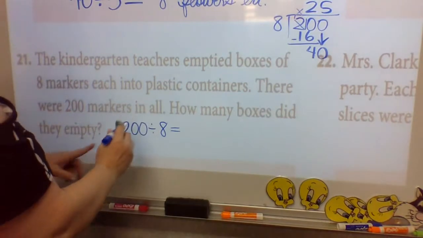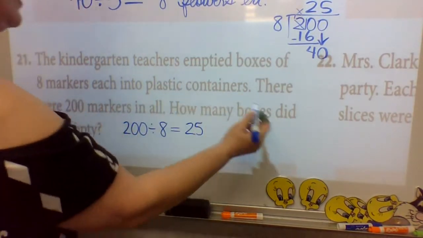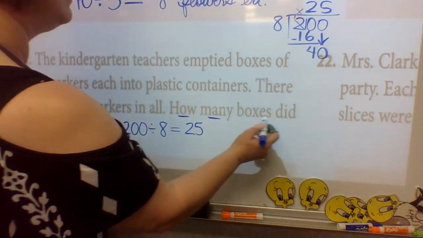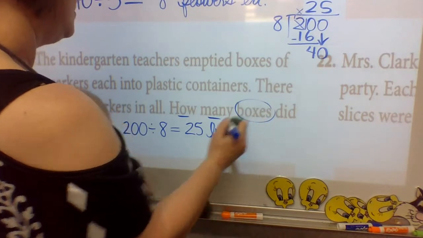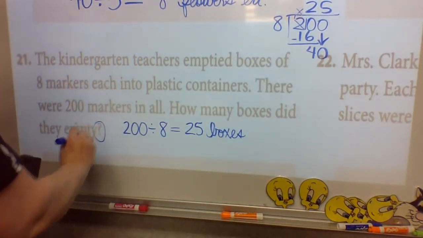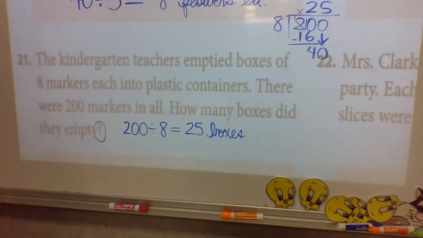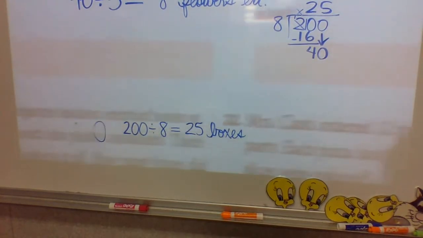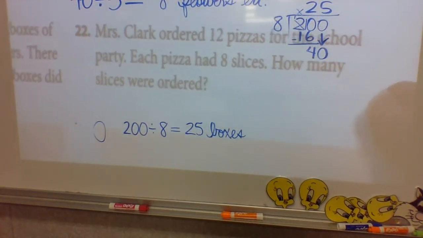Barely. So 200 divided by 8 equals 25 what? How many boxes? 25 boxes. Usually the unit of measure, the label that we need, is usually in the question, usually. Okay, so 200 divided by 8 is 25 boxes. Okay, now let's look at these two. I'm going to try to raise it up higher this time.